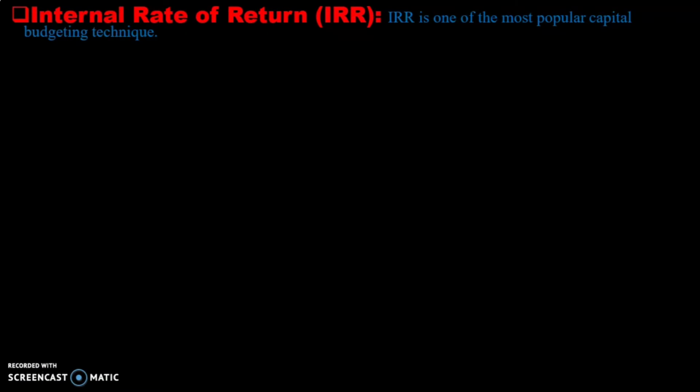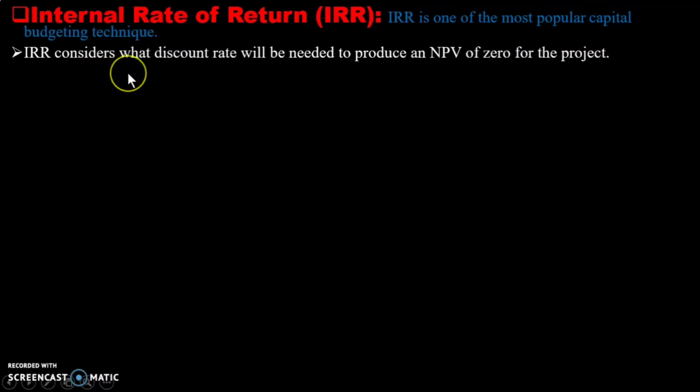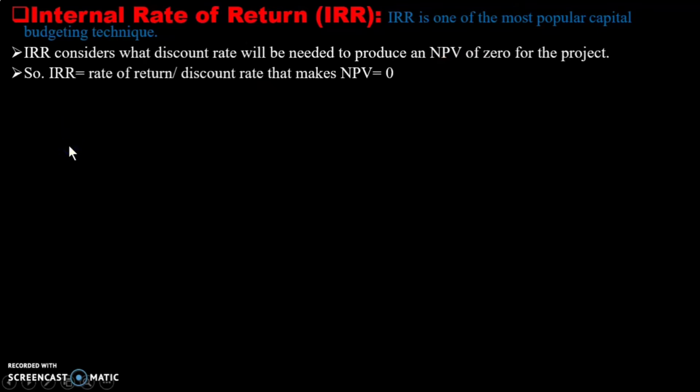Internal rate of return. Internal rate of return is the most acceptable method of capital budgeting techniques all over the world. IRR is one of the most popular capital budgeting techniques. IRR considers what discount rate will be needed to produce an NPV of 0 for the project. So we can say that IRR equals the rate of return or discounting rate that makes NPV equal 0.